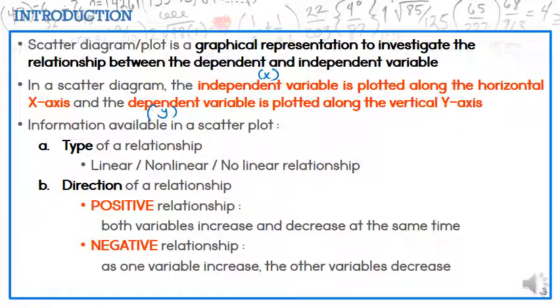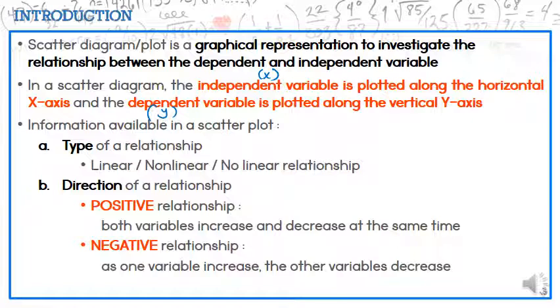So, independent variable x, plot dekat x. Dependent variable y, plot dekat y. So, information available in a scatter diagram. So, apa yang you boleh dapatkan selepas you draw a scatter plot? The first one is you can identify the type of the relationship. If you plot a scatter diagram, you boleh nampak type of relationship between the two variables. You can see whether the relationship is a linear relationship, a non-linear, or there is no linear relationship at all.